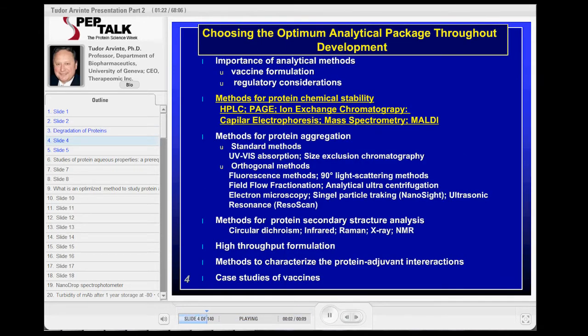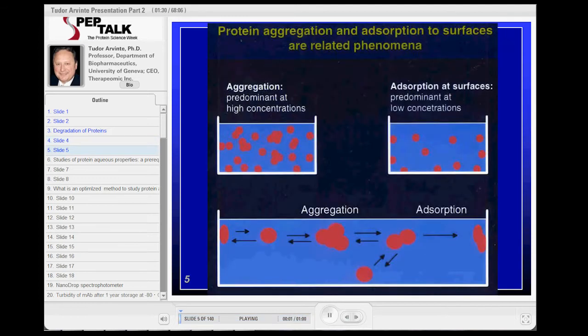I will start with HPLC, gel, ion exchange, capillary types of these methods, which are standard methods. We speak of protein aggregation. And this is related to another phenomenon, which is very difficult to analyze, which is binding to surfaces.